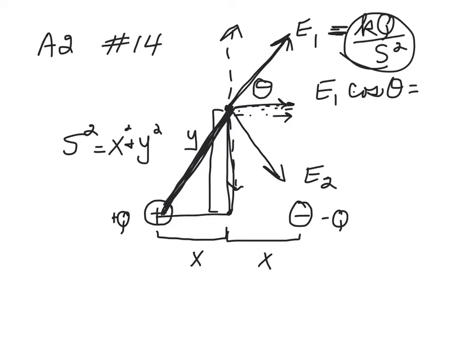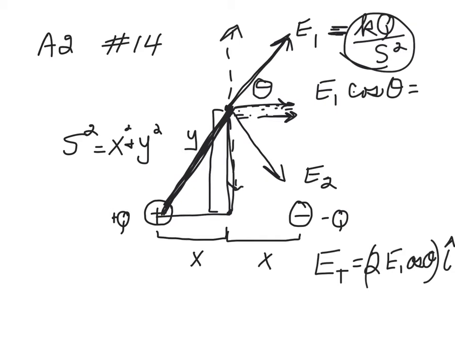But we also have E2 cosine theta, which is going to be the same length. So what can we do? We can say that the total field is going to be 2 times either of those. Let's just say E1 cosine theta. And the direction is along the x-axis, or i hat. So we need to get theta. Pause the video and see if you can get theta.